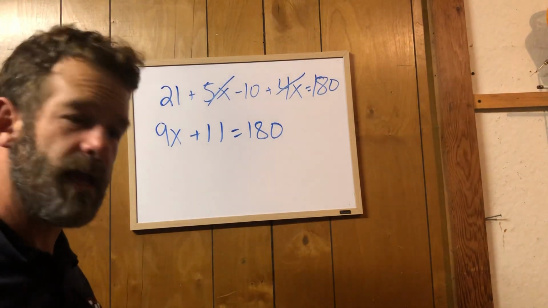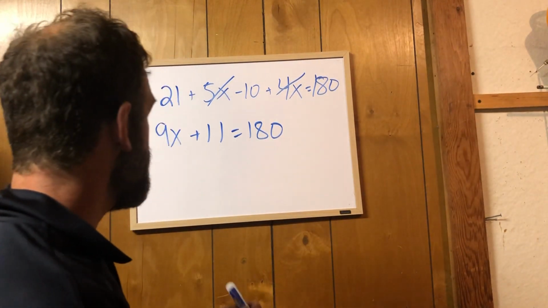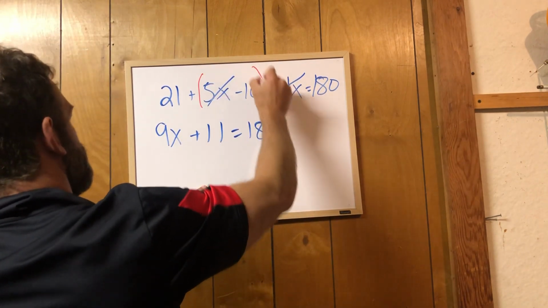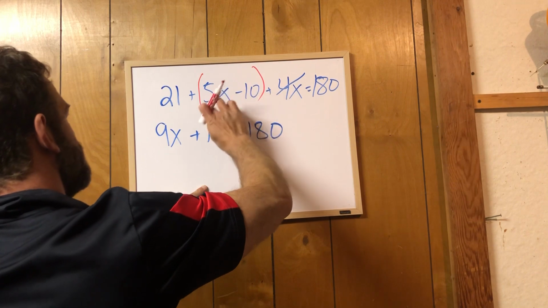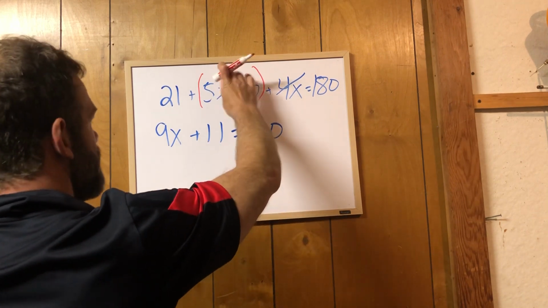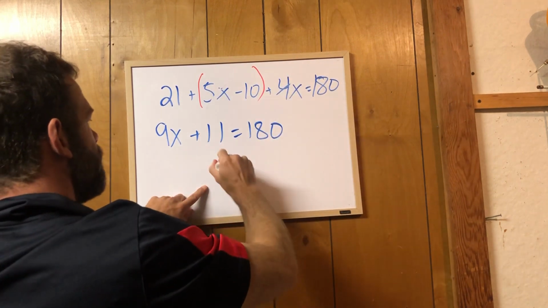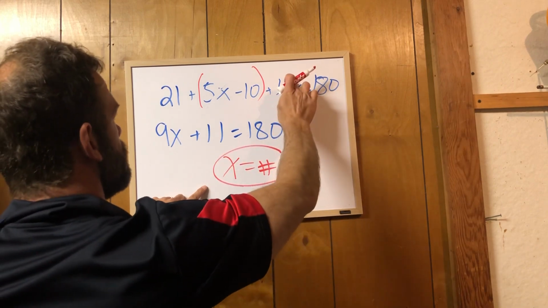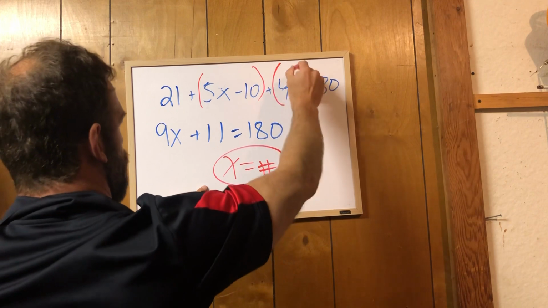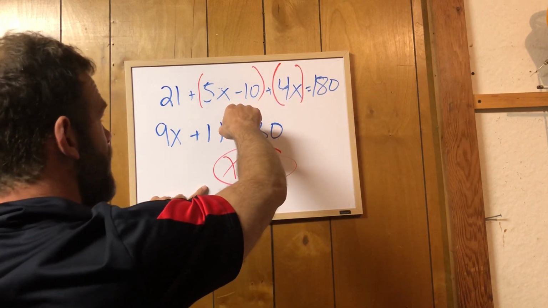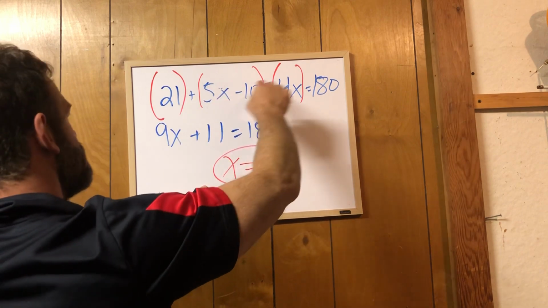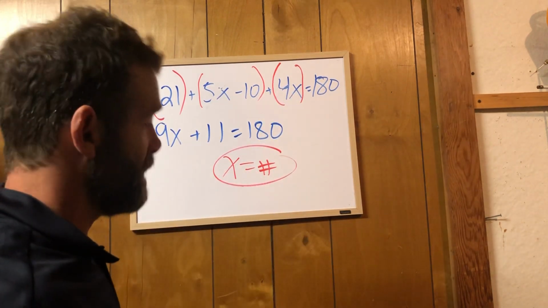But once you get your answer, you're going to plug your x back into, remember, this was one angle. You're going to plug your x back into 5x minus 10 to figure out what this angle is. I just don't have a calculator, so I'm not going to do it. X equals some number. Once you solve for your x, you're going to plug it into here to get one angle. You already know that this one's 21 degrees. You can find this and then plug it back into there, 4 times whatever that number is.